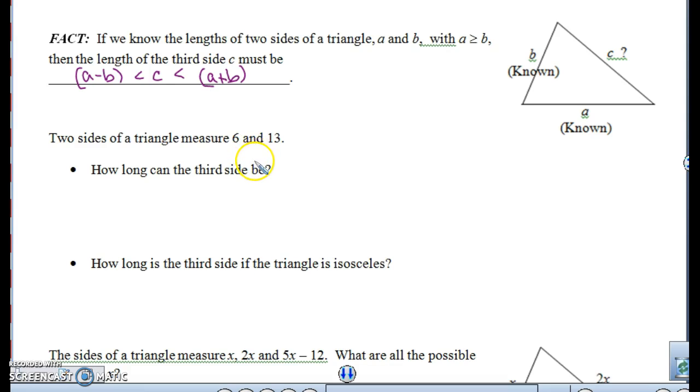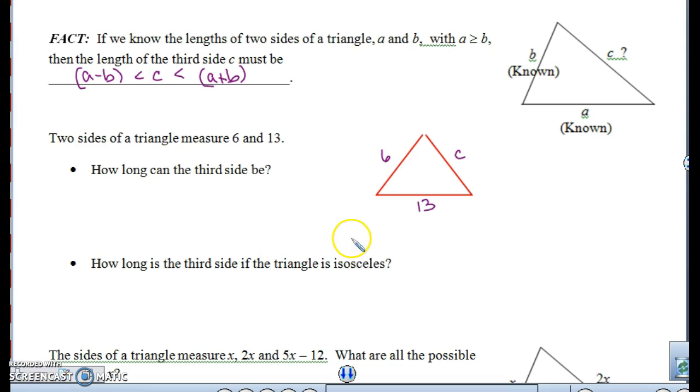All right, so two sides of a triangle measure 6 and 13. How long could the third side be? So I'm going to sketch myself a triangle here. Here's my triangle. I don't know how long they are. Notice this isn't to scale. So this side is going to be 6, this side is going to be 13. This is going to be my C. That's what I'm looking for. How long can the third side be?